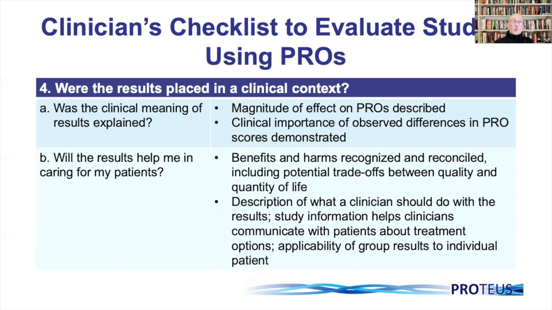The fourth, were the results placed in clinical context? Was the clinical meaning of the results explained? Was it big enough so that you should care? Was the magnitude of the effect on PROs described? And has it been demonstrated what comprises a clinically important difference? Was the difference or the change in PRO scores big enough that you should care about it?